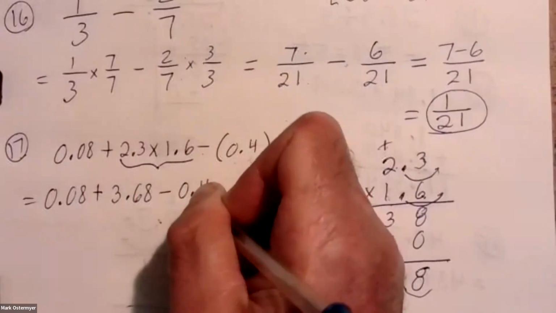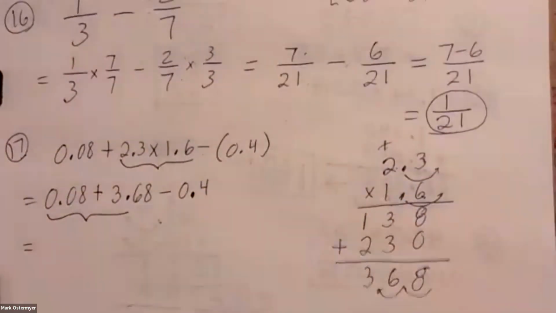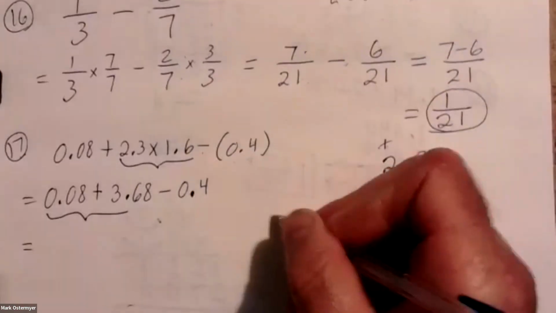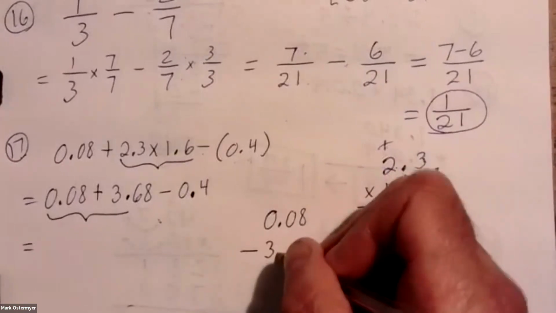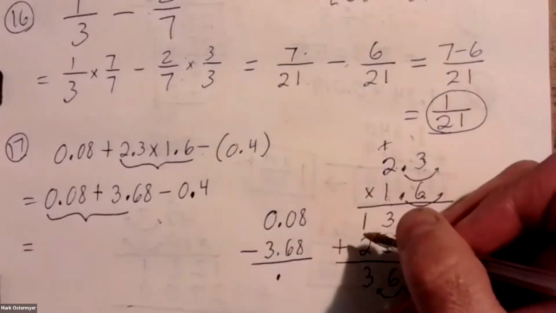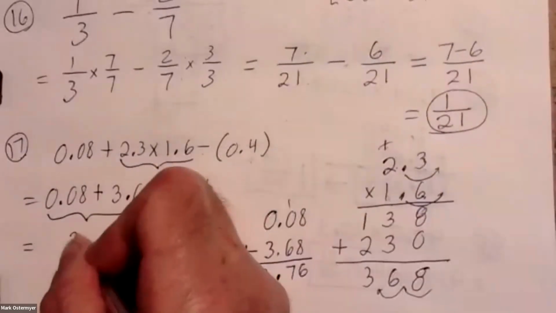What do we do next? Add or subtract? Adding. We work from left to right. So we've got to add next. So what is going to be 0.08 subtract 3.68? Wait, no, we're adding these together. I'm sorry, we're adding these together. 16, 0, 7, right? 7, and 3. 3.76.